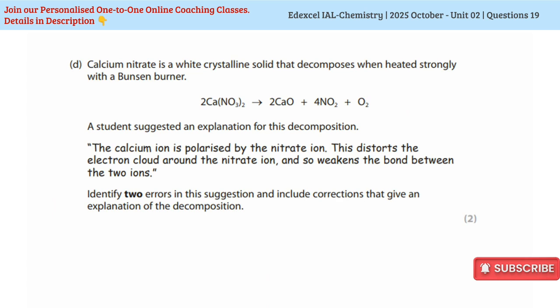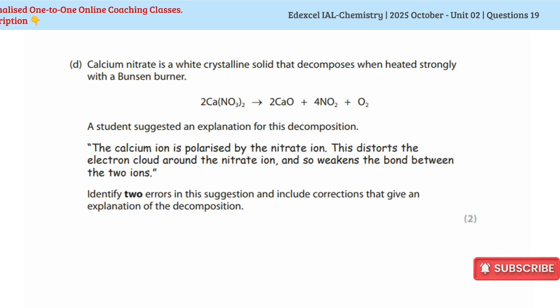Part D, calcium nitrate is a white crystalline solid that decomposes when heated strongly with a Bunsen burner. 2 calcium nitrate goes into 2 calcium oxide, 4 nitrogen oxide and 1 oxygen. A student suggested an explanation for this decomposition. What you are supposed to do is identify 2 errors in this suggestion and include corrections that give an explanation of the decomposition. That is the tricky part.